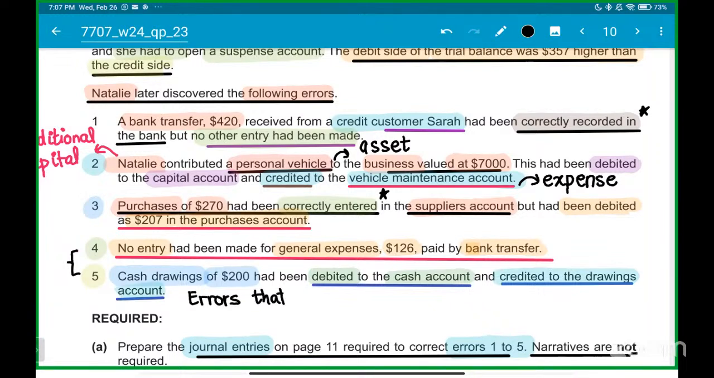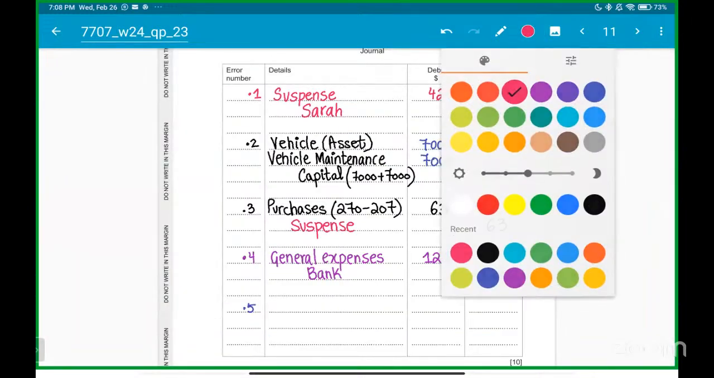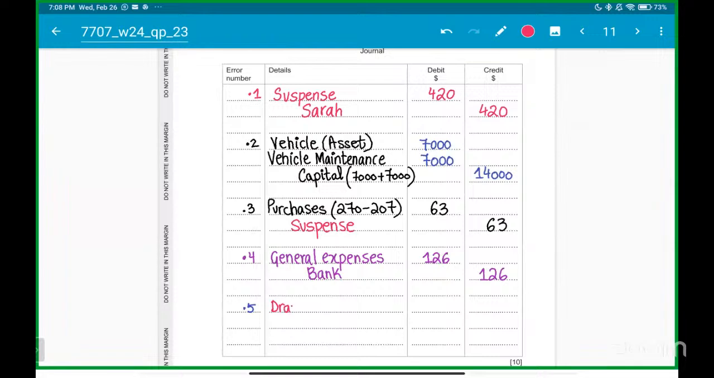Students need to understand that errors number 4 and 5 are errors not affecting the trial balance, and because they don't affect the trial balance, the suspense account will never come in these correcting entries. When you write them on the opposite sides, you have to double it, because one time you correct the error, and the other time you record the transaction.